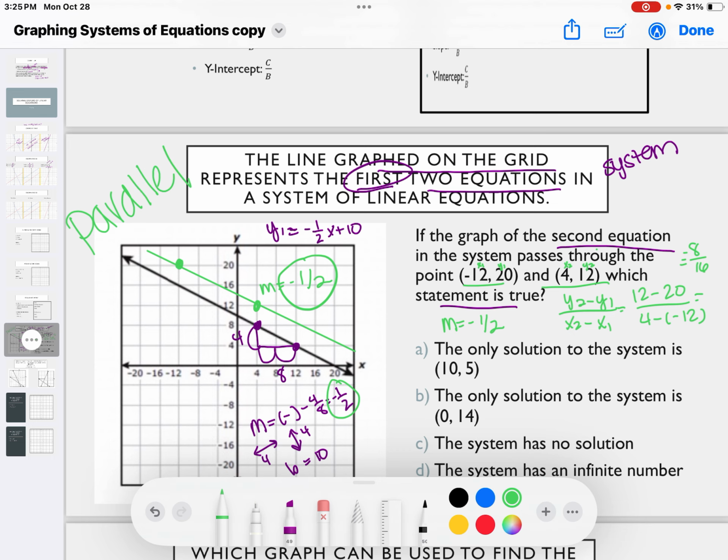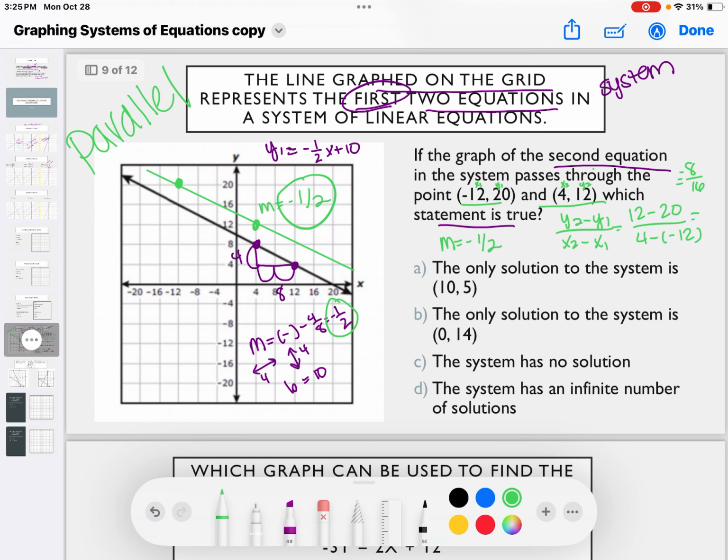Parallel. So will they ever cross? No. So how many solutions do they have? No solutions, because they'll never cross, because they're parallel lines.